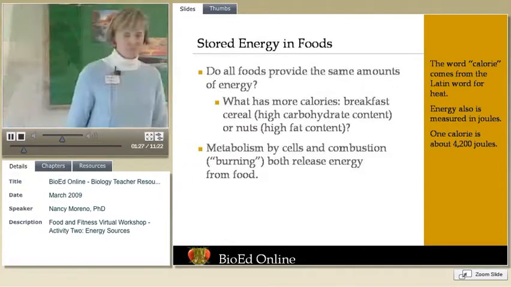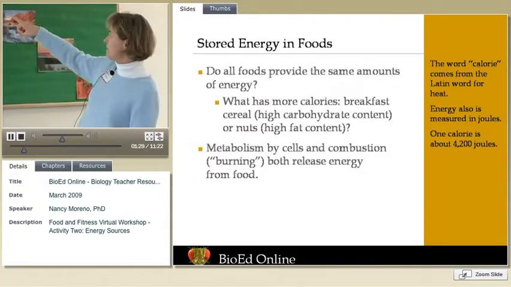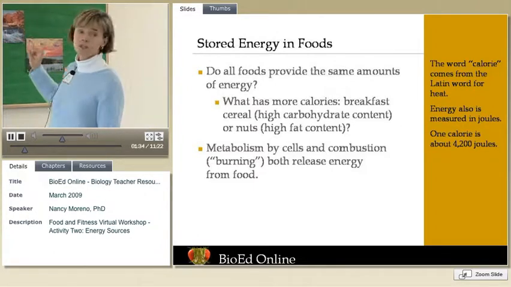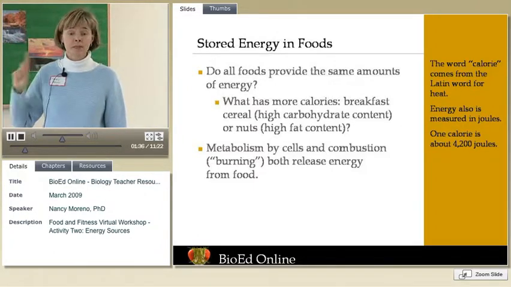So the question that we're going to be investigating is, what has more calories, breakfast cereals or a similar sized portion of nuts? And we're going to determine this experimentally.